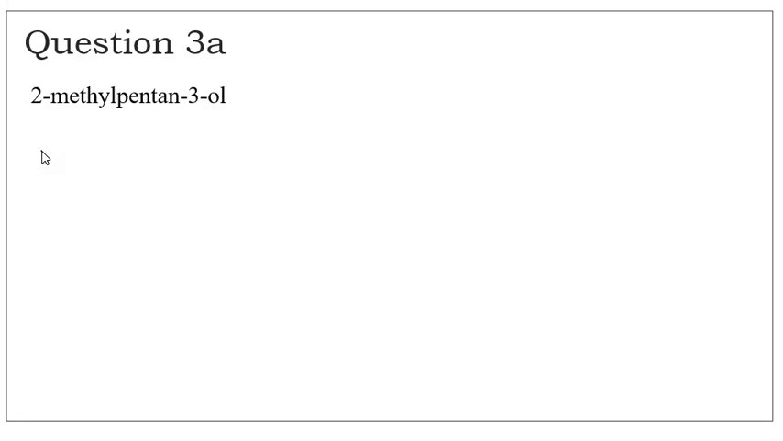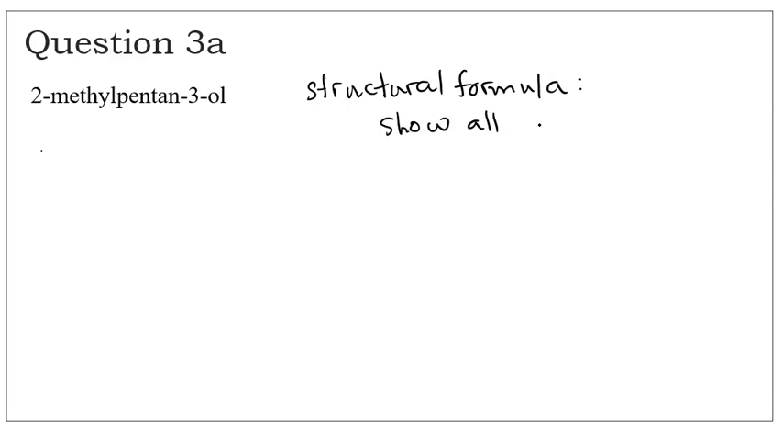Anyway, question 3 asks you to draw the structural formula given these names. You need to know what a structural formula is so that you actually draw everything that's required. So structural formula, which I think we actually have talked about when we talk about covalent bonding, means you need to show all bonds. So every carbon-hydrogen bond needs to be shown.